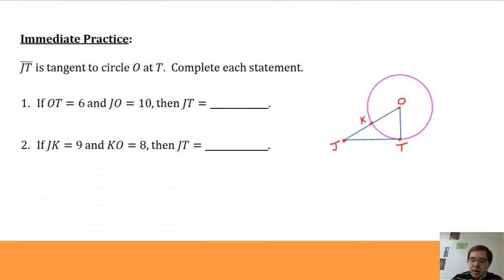Here are your immediate practice problems. JT is tangent to circle O at the point T. Complete each statement. So what kind of a triangle do you have? Number 1, if OT equals 6 and JO equals 10, then JT equals what? Number 2, if JK equals 9 and KO equals 8, then JT equals what? Use the fact that KO and OT are both radii of the circle to help you on number 2.